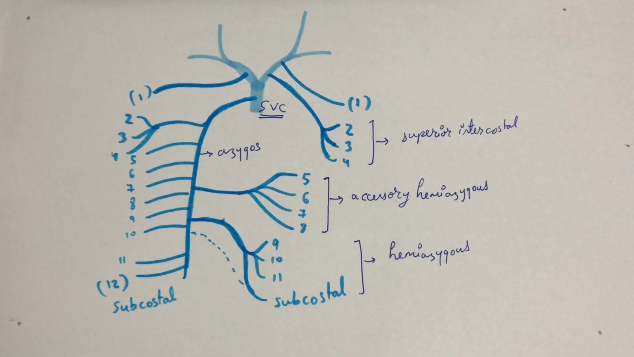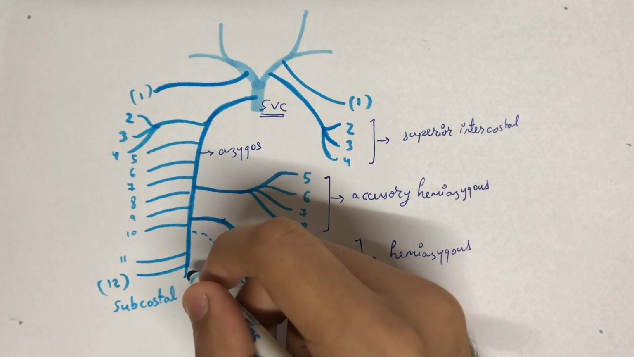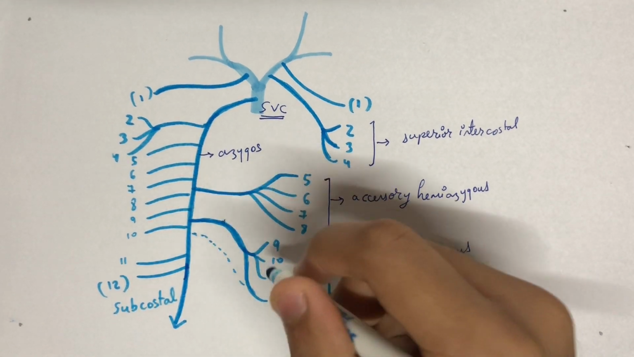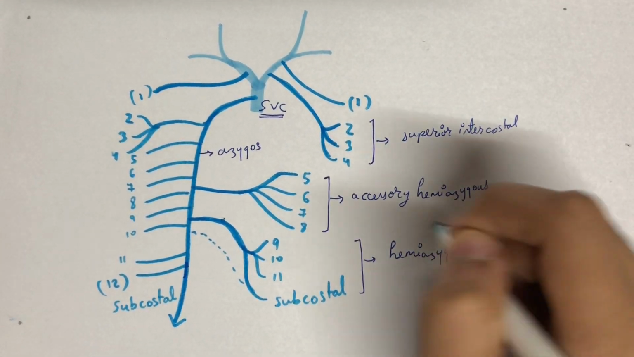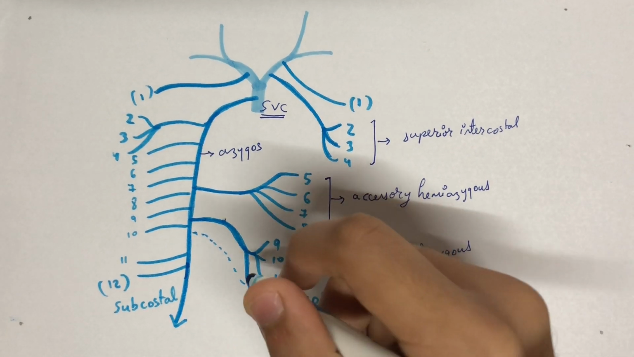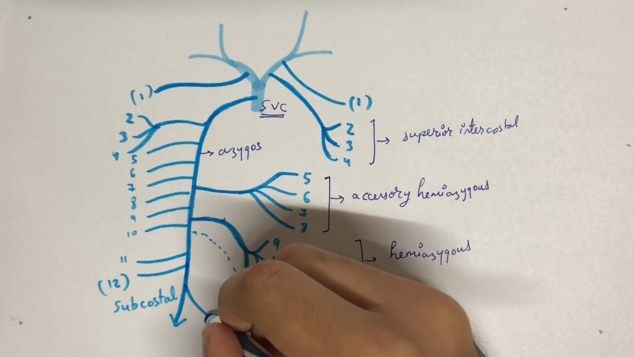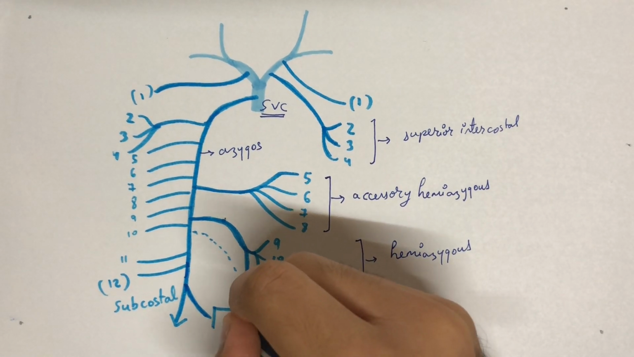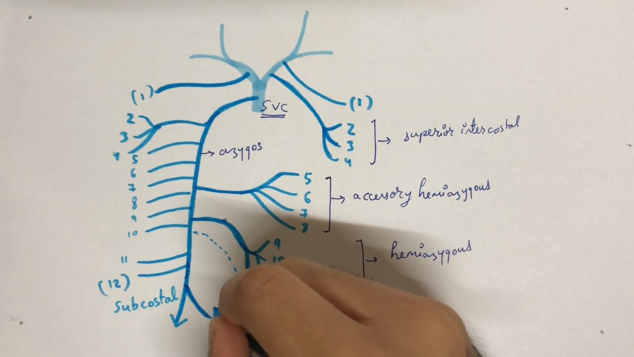There are further continuations of the azygous system forming the right lumbar extension, and from the hemiazygous vein the left lumbar extension. These can form lumbar azygous veins to communicate with the IVC, that is the inferior vena cava.